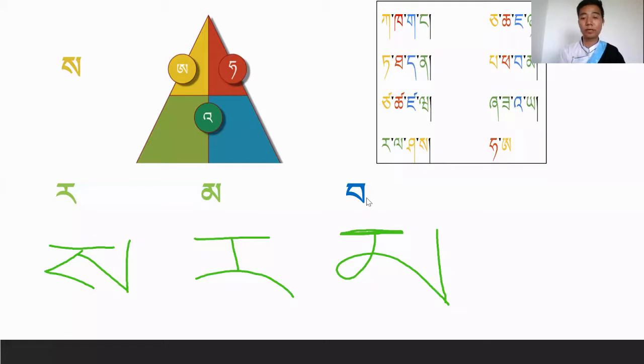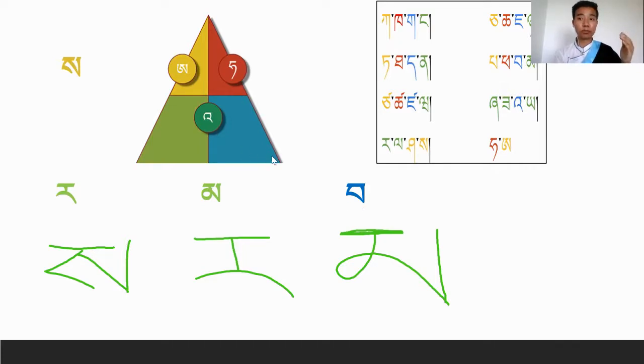The fourth one is pa, pa, pa. Ra, ma, and pa are basically lower sounds, but the difference is aspiration and non-aspiration. So ra and ma are the unaspirated ones, and pa is the aspirated one.